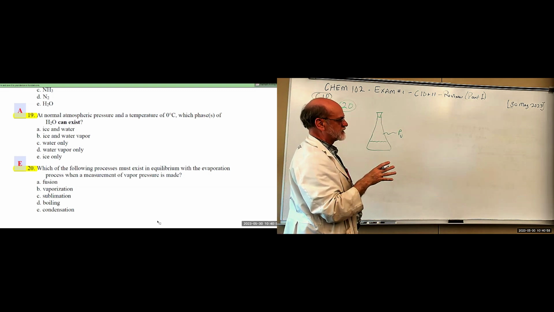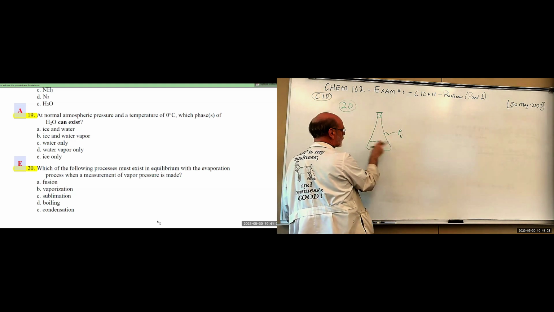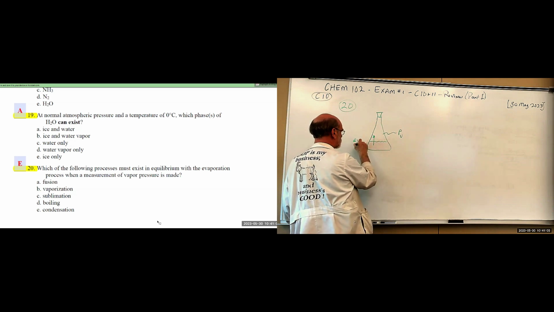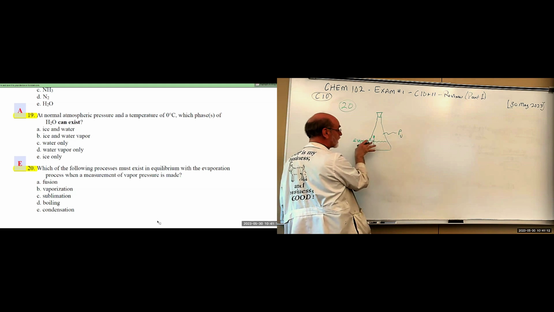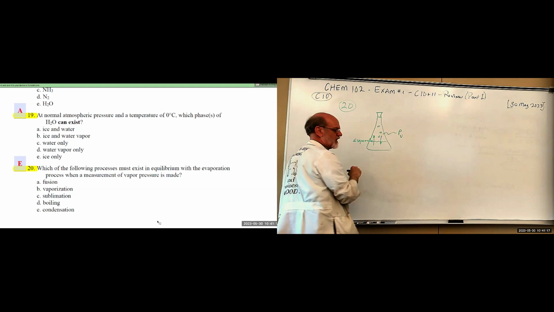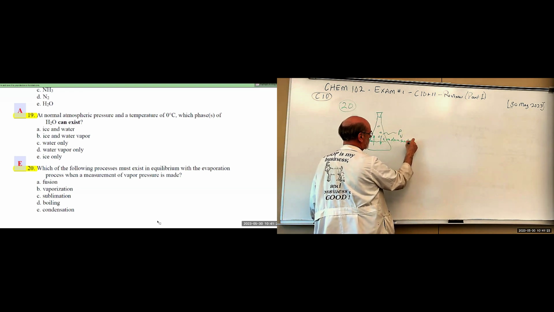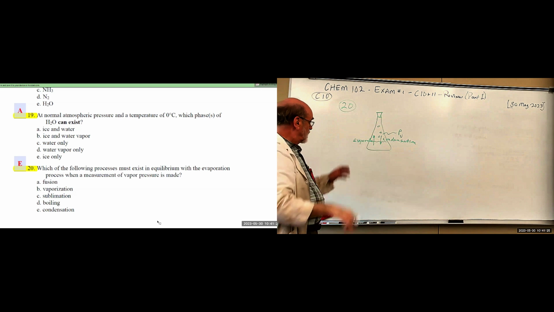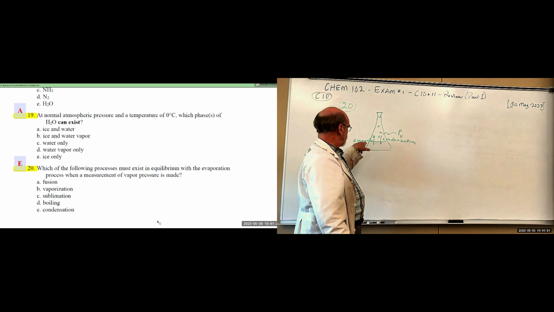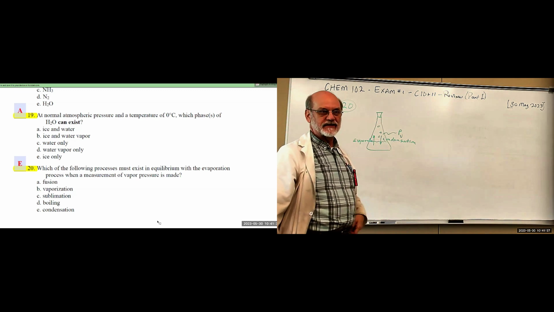Which of the following processes must exist in equilibrium? Okay, so if we've got a headspace up here and we've got a liquid down here, then the liquid's going to do what? It's going to evaporate. And when you get enough molecules up here in this headspace, they're going to do what? What's the opposite of evaporation? Condensation. So those two processes, for a stable equilibrium situation where we can measure vapor pressure, the rate of evaporation is equal to the rate of condensation. So that makes E the answer.